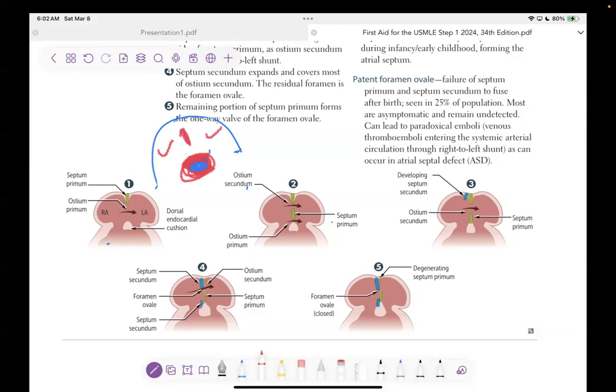Isn't it a hole between two atriums? There is no membrane, right? In Latin we say ostium. Ostium means a hole. So at the beginning there is a hole. It means there is a way between two atriums. So this is called ostium. Ostium means a hole, right? There is an ostium between two atriums.